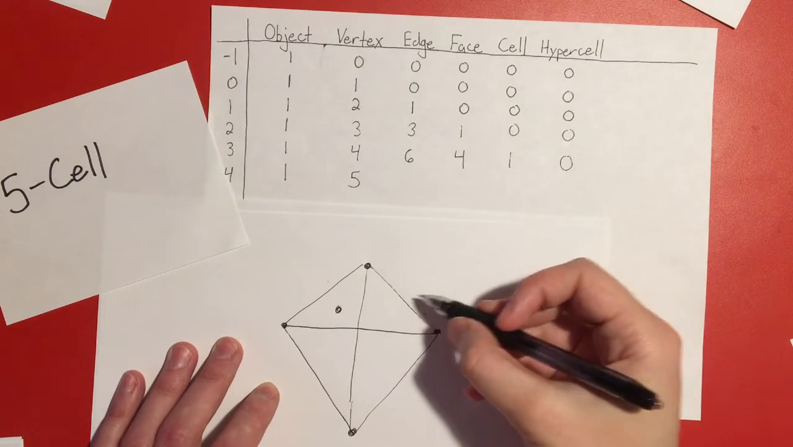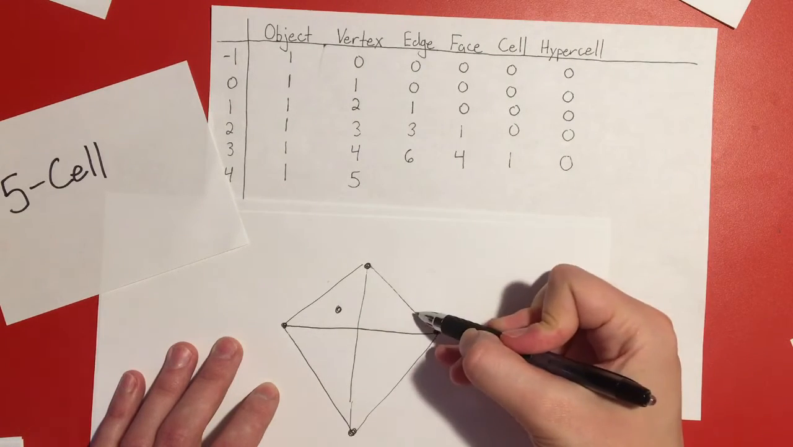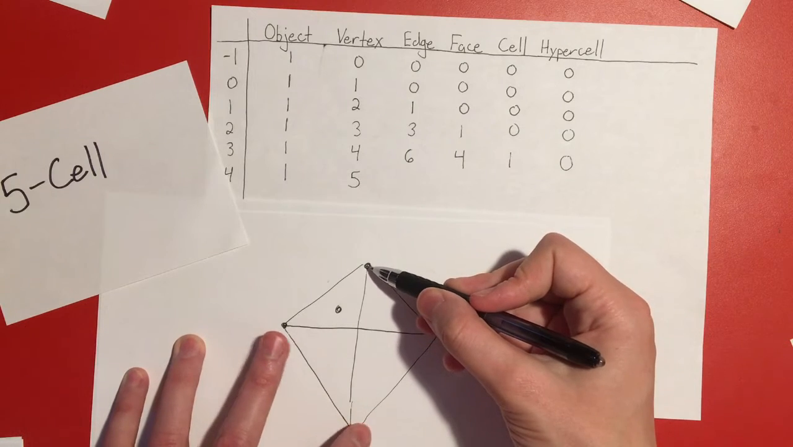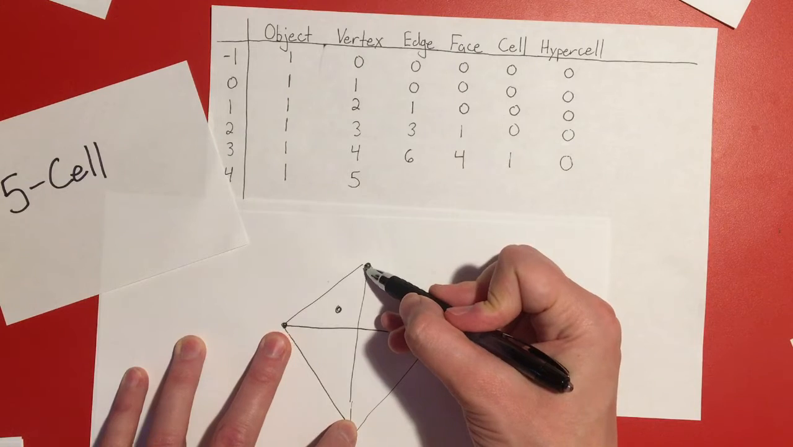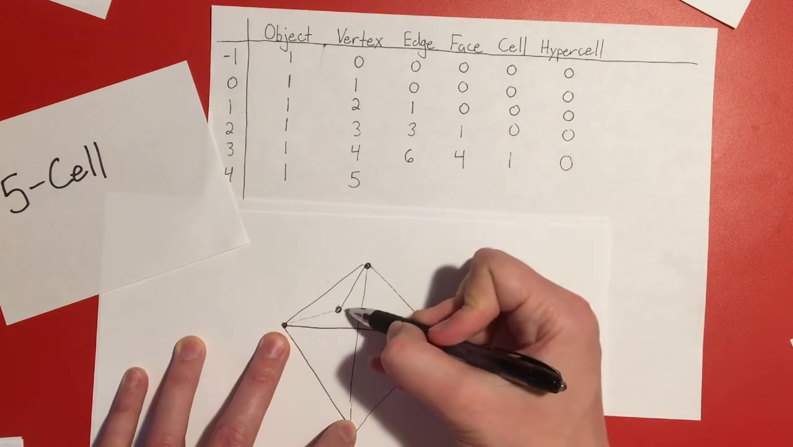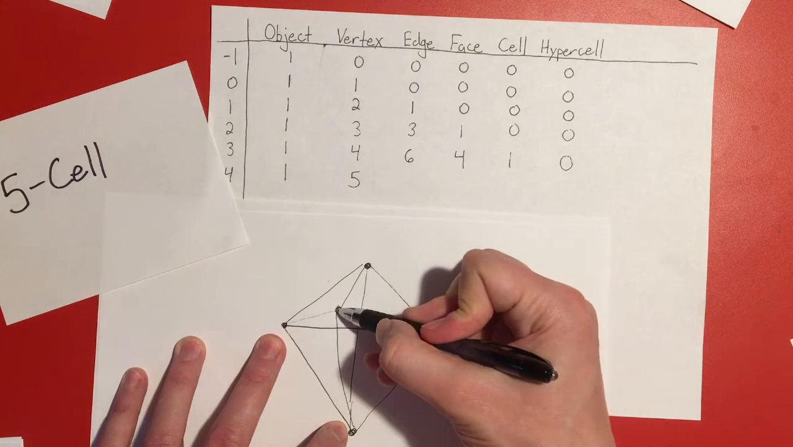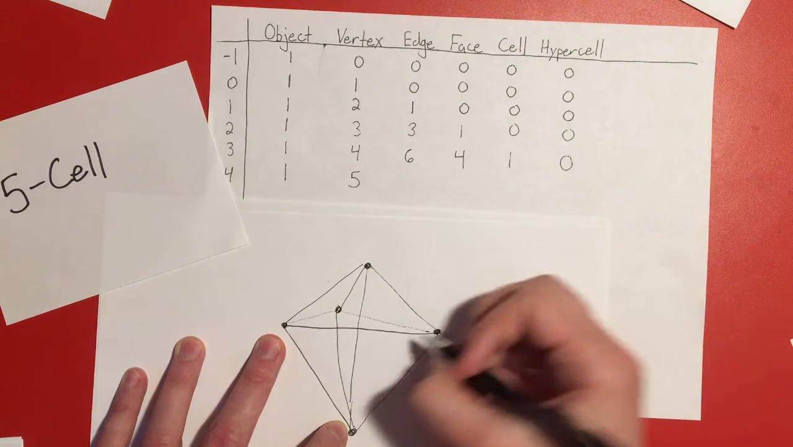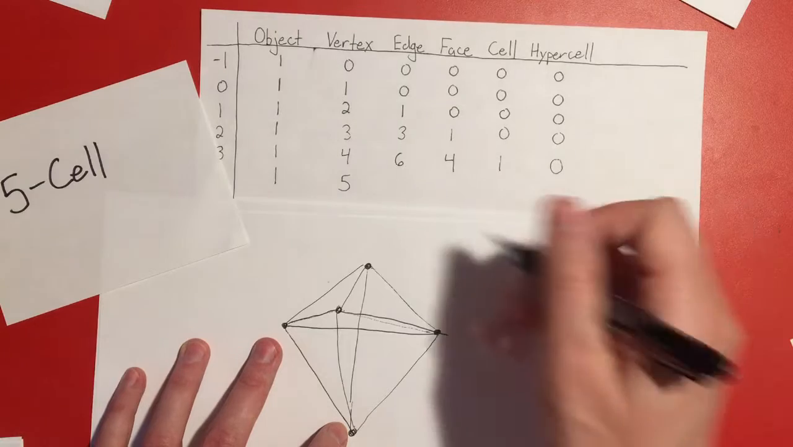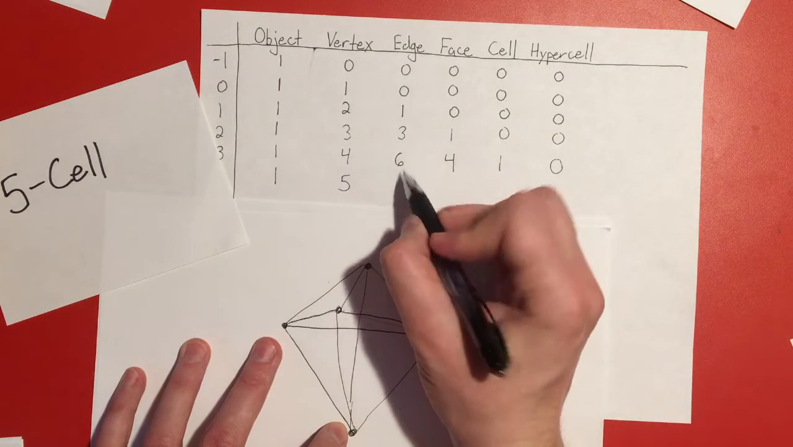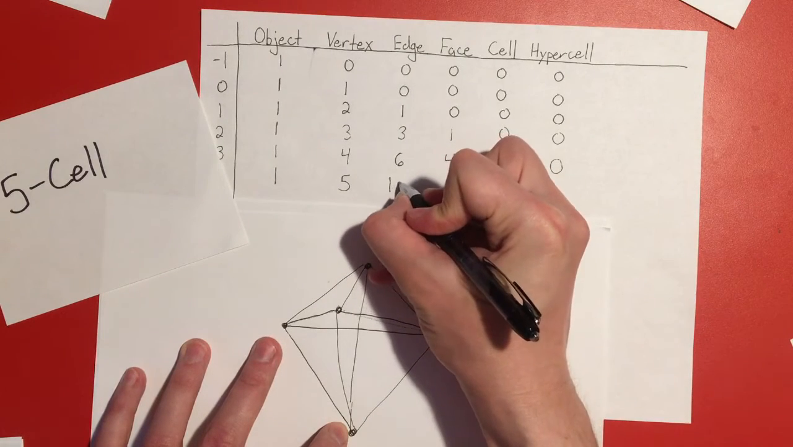From the tetrahedron, we have 6 edges, and for each vertex, we'll have another edge, because we'll need to have them join with the new vertex. So 4 plus 6 is equal to 10.